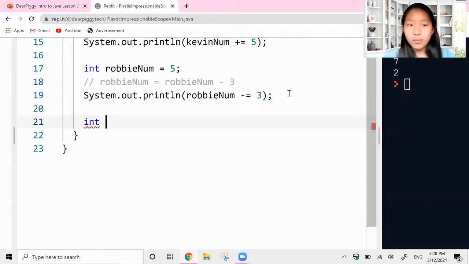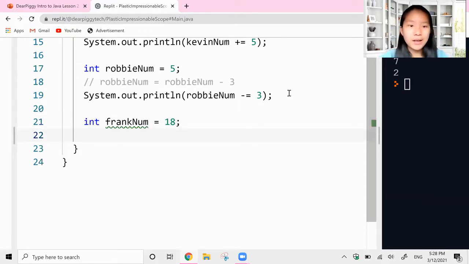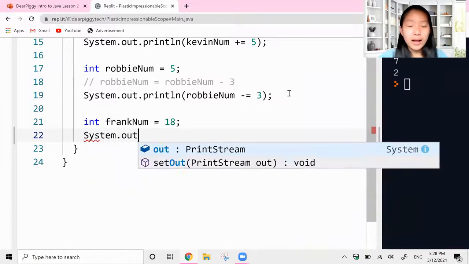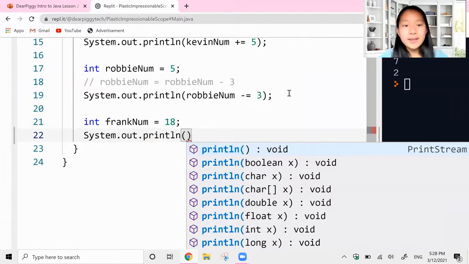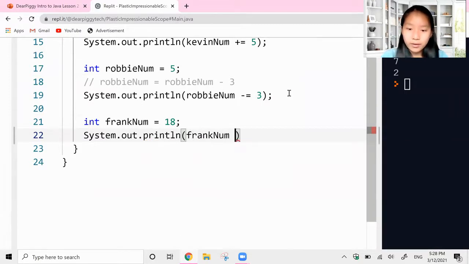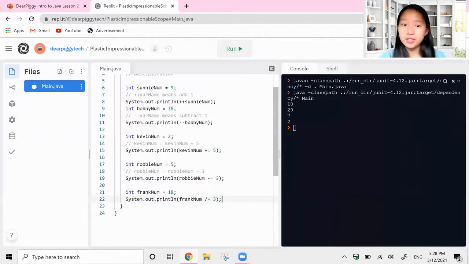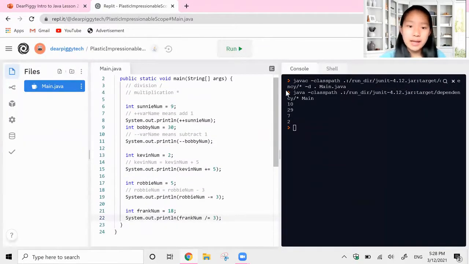I'm going to do this example with multiplication and division. Frank num, let's do 18. I didn't want to divide 17 because that number is prime. Okay, so system.out.println. This time, guys, and hopefully we know what we're going for here. Divide. Slash equals 3. So remember that slash means division, right? So we would say 18 is equal to 18 divided by 3. So what would it give us? It's going to give us 6 because Frank num is equal to Frank num divided by 3.